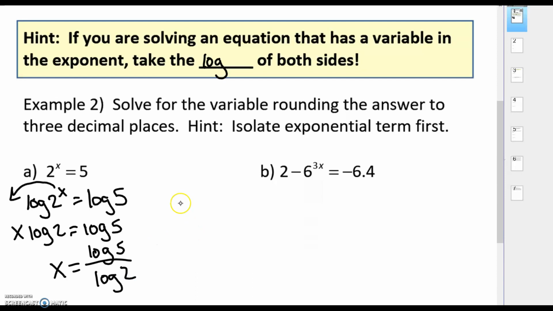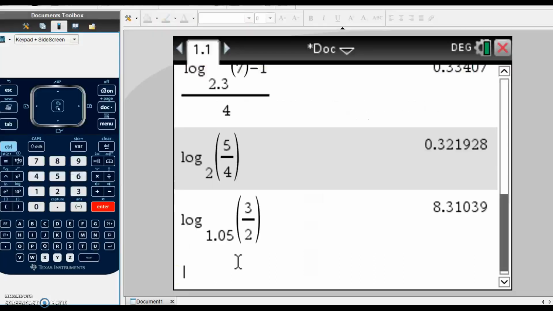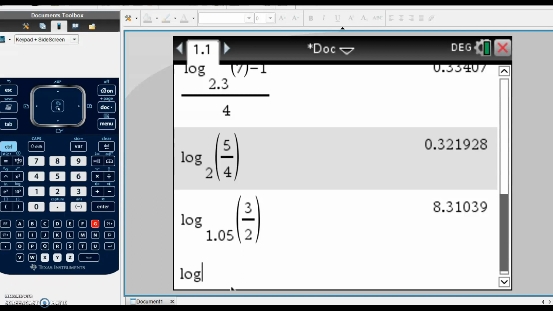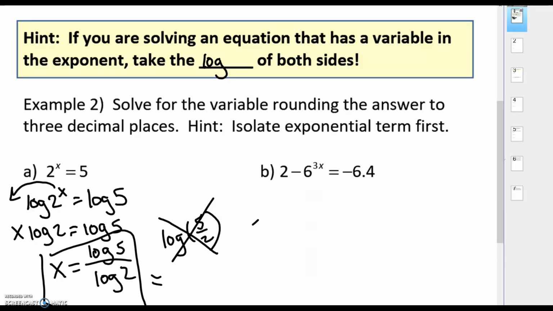Now guys, this is not the same thing as log of 5 over 2. No, not the same thing. This is my answer. We would call this the exact answer. If we wanted to get what that was as a decimal, we would come over to our calculator and do the log of 5 divided by the log of 2 and get 2.32193. Or if we're rounding specifically, 2.322.